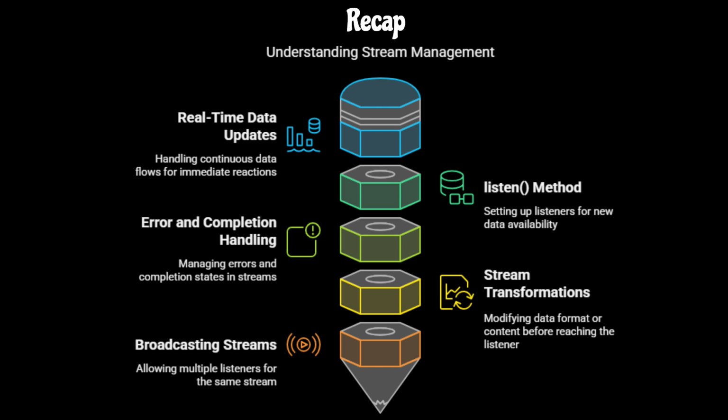Stream transformations with map. We can also transform stream data using the map function. This lets us change or format the incoming data before it reaches the listener, giving us more control and flexibility. Broadcasting streams. By default, a stream can only be listened to once. But if we need multiple parts of the app to listen at the same time, we convert it into a broadcast stream. That way, multiple subscribers can receive the same data without conflicts.